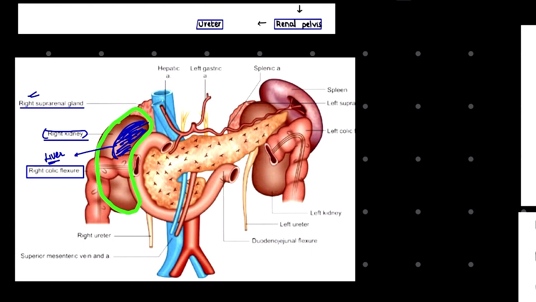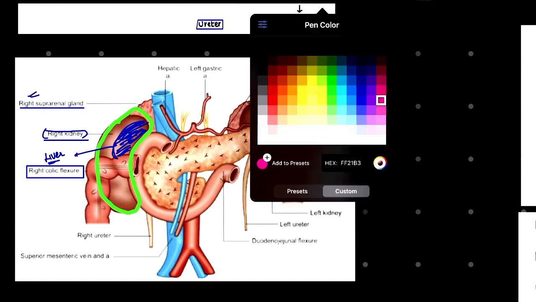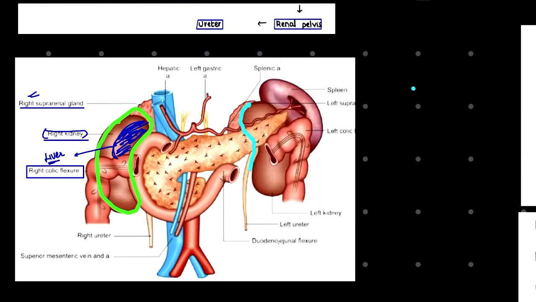Since we're talking about this right kidney, let us move toward our left kidney. Now talking about the left kidney, this is the structure that we need to discuss. If you see clearly, the most superior structure is similarly the left suprarenal gland, the left adrenal gland.